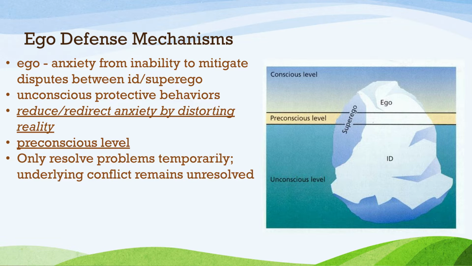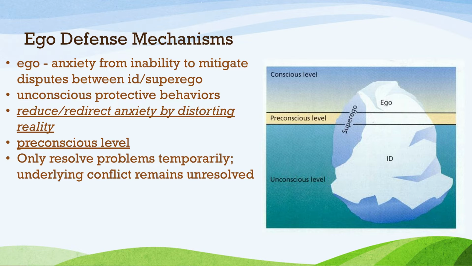and the superego. So Freud said that anxiety would develop in the ego from its inability to successfully resolve these disputes between the id and the superego, so that the ego will develop these unconscious behaviors in order to protect itself. And Freud referred to these as defense mechanisms. And for as much of Freud's theory that is very unscientific, not scientifically proven, defense mechanisms are actually part of Freud's theory that there is quite a bit of research supporting.